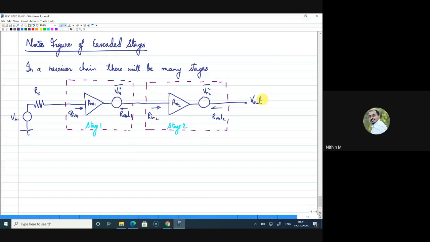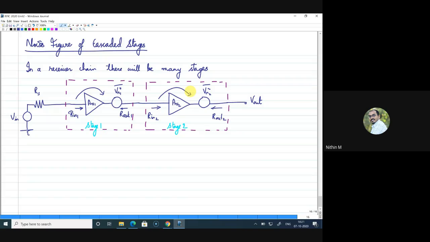So noise figure, we know it is a measure of the degradation of signal to noise ratio as a signal travels from one stage to another stage or from input to output. So we are going to find the noise figure of this cascaded stage. That is the aim. We have two stages, and this stage is providing, from input to output, a gain of AV1, and from here the input to output this stage is providing a gain of AV2, right?